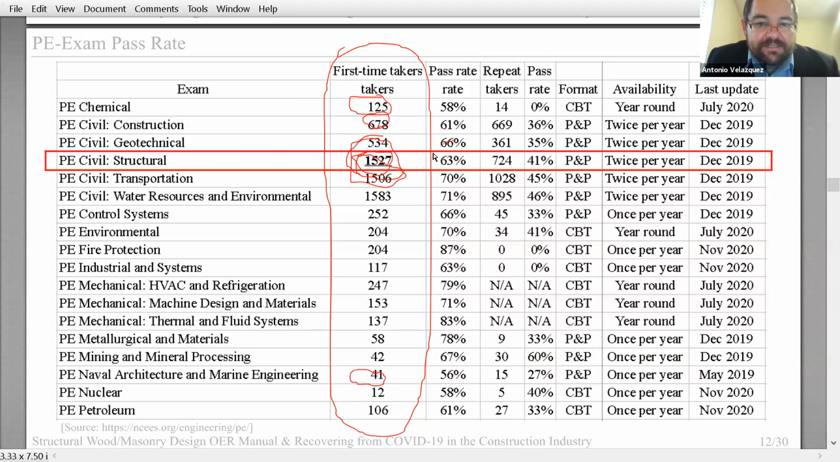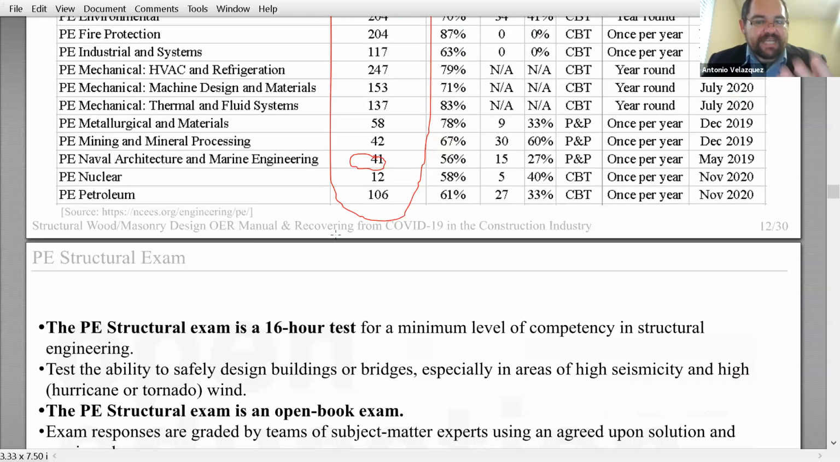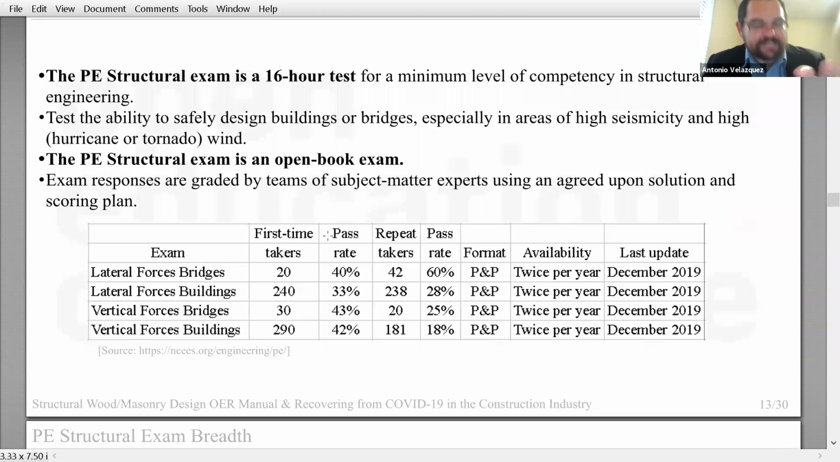And look at the rate, it's only 63%, and that's for the first taking. When you take it for the second time, it's only 41%. And it's only available twice per year. You have just two shots per year to present the exam. That means you can get into financial trouble if you don't get the license and therefore the job. So it's very stressful. That's why we need to invest time and resources to help these engineers overcome this challenge.